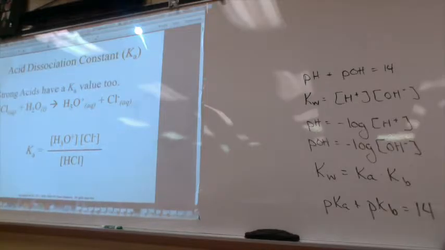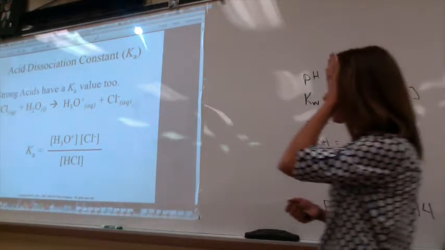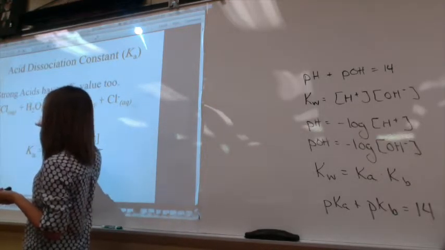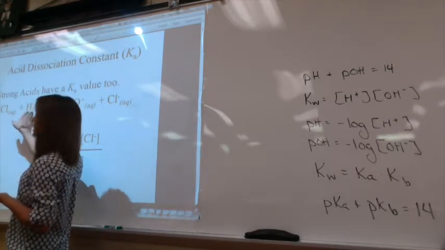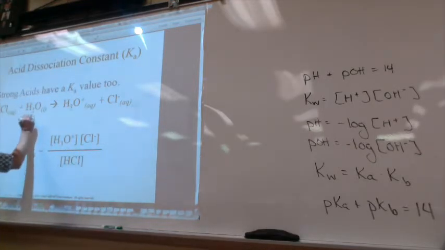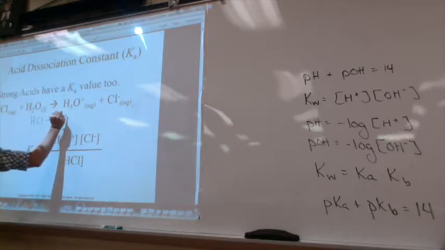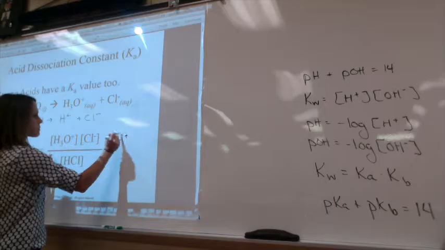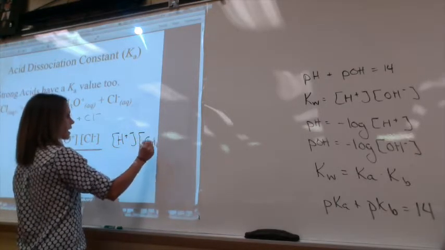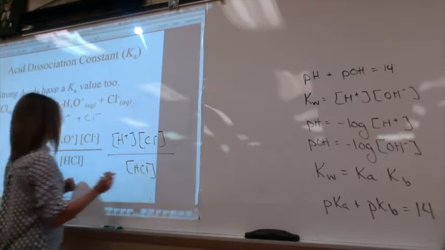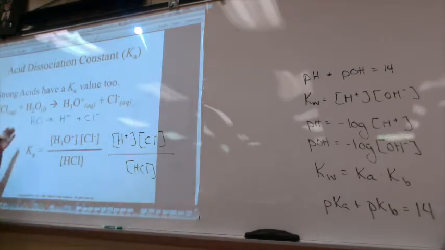Strong acids have a Ka value too. Even though this is one of your big six and has a one-way arrow, remember that you can write it with H2O, but you could also just write it as HCl, one-way arrow, H plus Cl minus. It's still going to be the exact same Ka setup, just the shorthand way, with the same exact K.